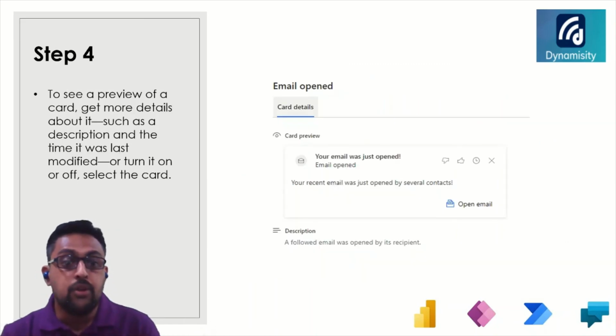You would always want to see a card before it is used by the entire organization. So step number 4 is seeing a preview of the card. You can get more details about it by taking the preview, such as a description and the time it was last modified, or turn it on or off and select the card.